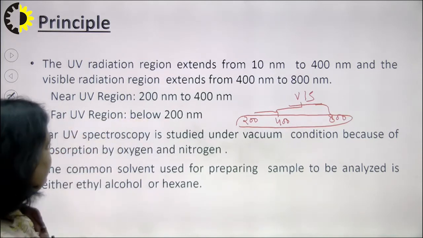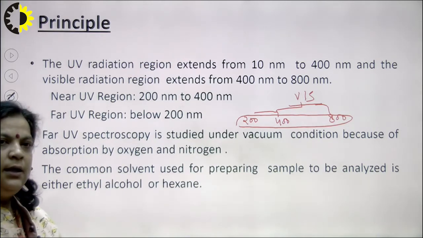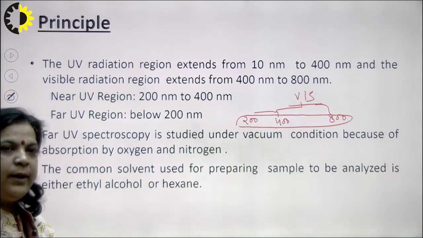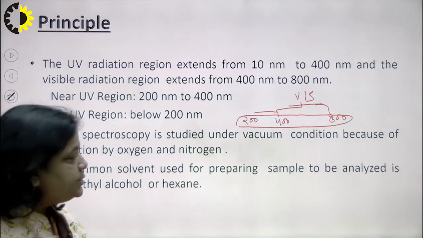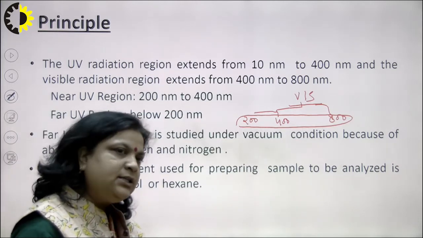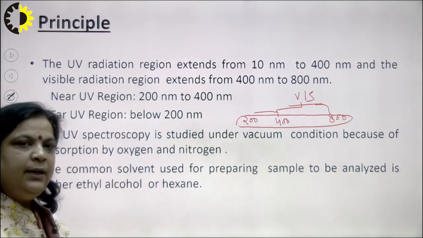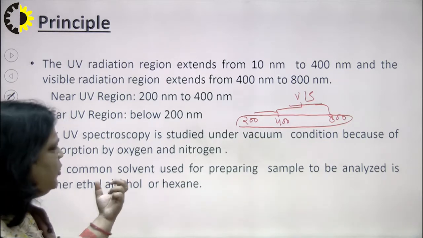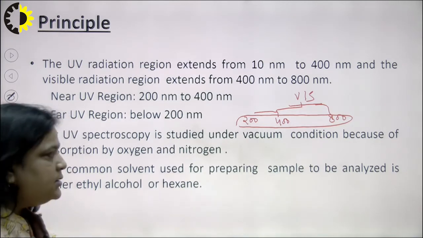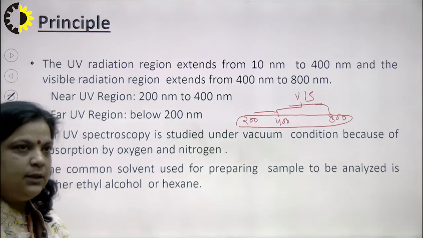So, far UV is below 200. Far UV region spectroscopy is studied under vacuum condition because of absorption by oxygen and nitrogen. That is why in the far UV region the detection is very difficult, and for detection we require a vacuum instrument. The common solvents for preparing the sample to be analyzed are either ethyl alcohol or hexane. We may take alcohol, we may take water, because they show absorption below 200, that is, they are not absorbed by this UV visible.